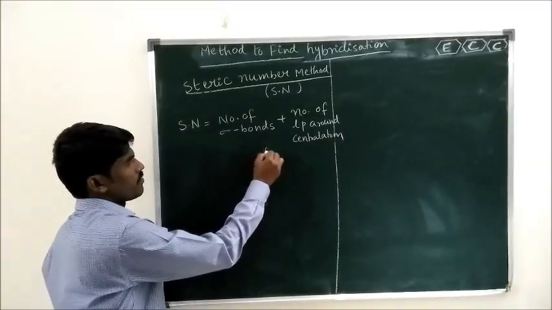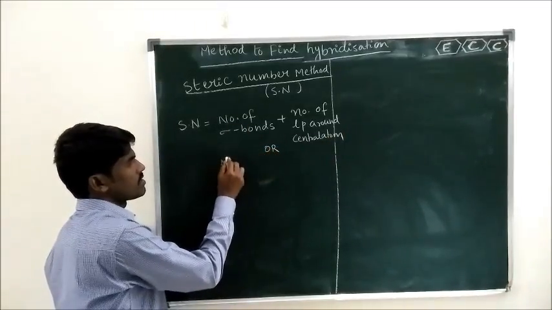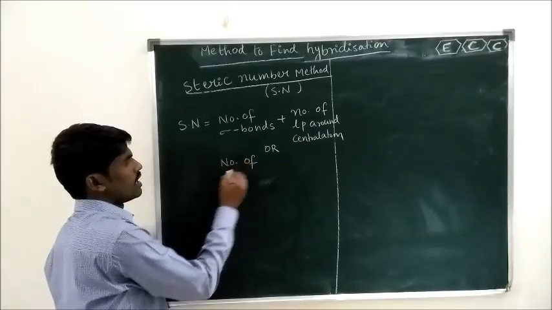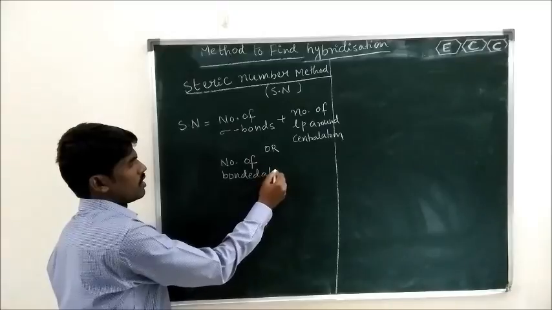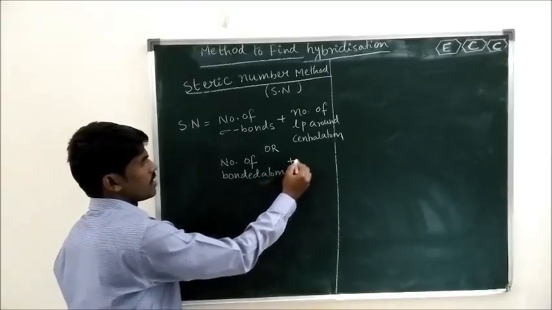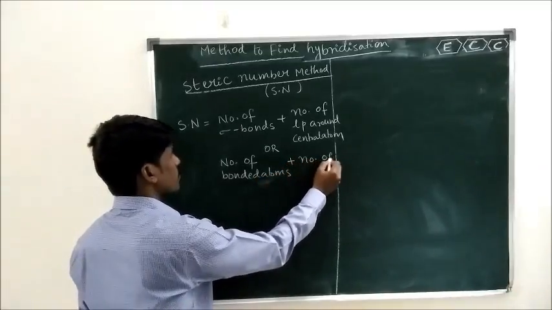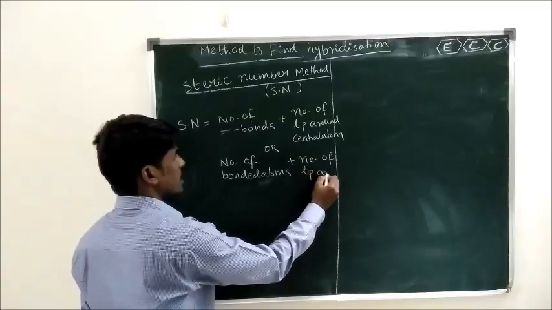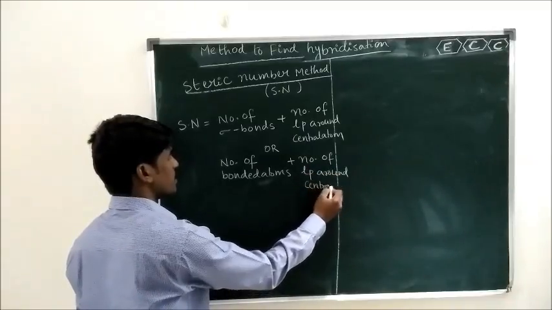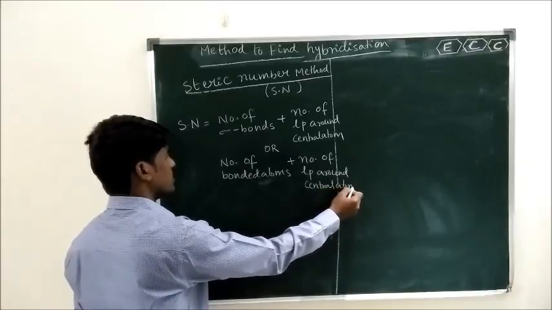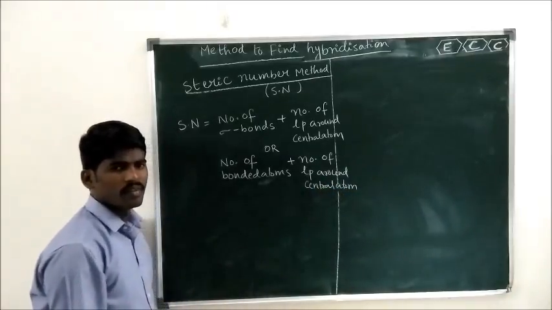Or else, the same formula can be given as the number of bonded atoms plus the number of lone pairs around the central atom. How many lone pairs are there around the central atom? That you need to consider.